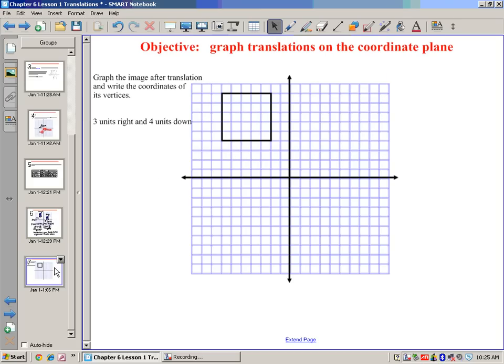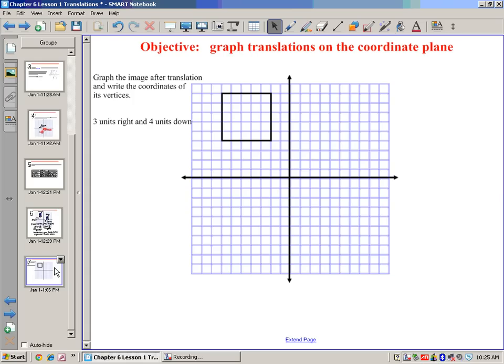Okay, our last one. Graph the image after translation and write the coordinates of the new vertices. 3 units to the right and 4 units down. This is going to be something new that we haven't done before on our lessons. This is one you're going to do on your own. It will be checked in the morning.